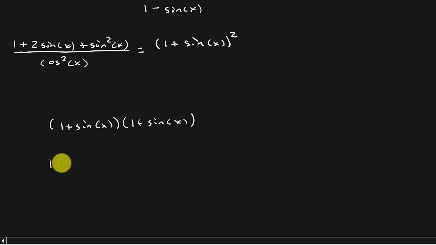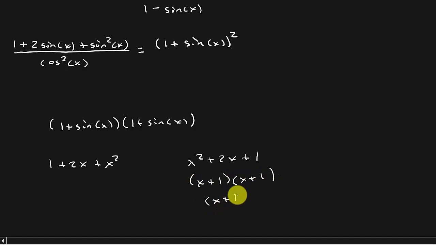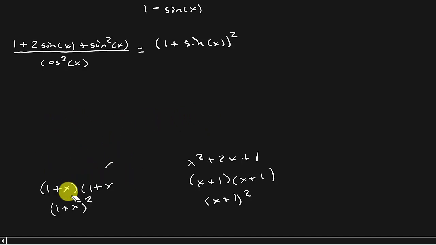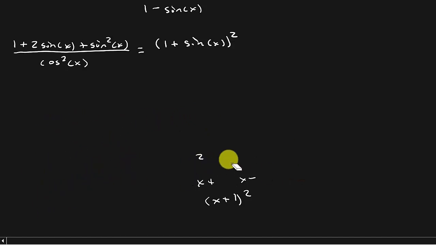It's kind of like having 1 plus 2x plus x squared, or x squared plus 2x plus 1. Remember, this factors into x plus 1 times x plus 1, which is x plus 1 squared. It's just written backwards: 1 plus x times 1 plus x, which is 1 plus x, all of that squared. The only difference is instead of x, I've got sine x. So that's how that factors. And yes, being in trig, you're supposed to know how to factor already, so hopefully you know how to do that.